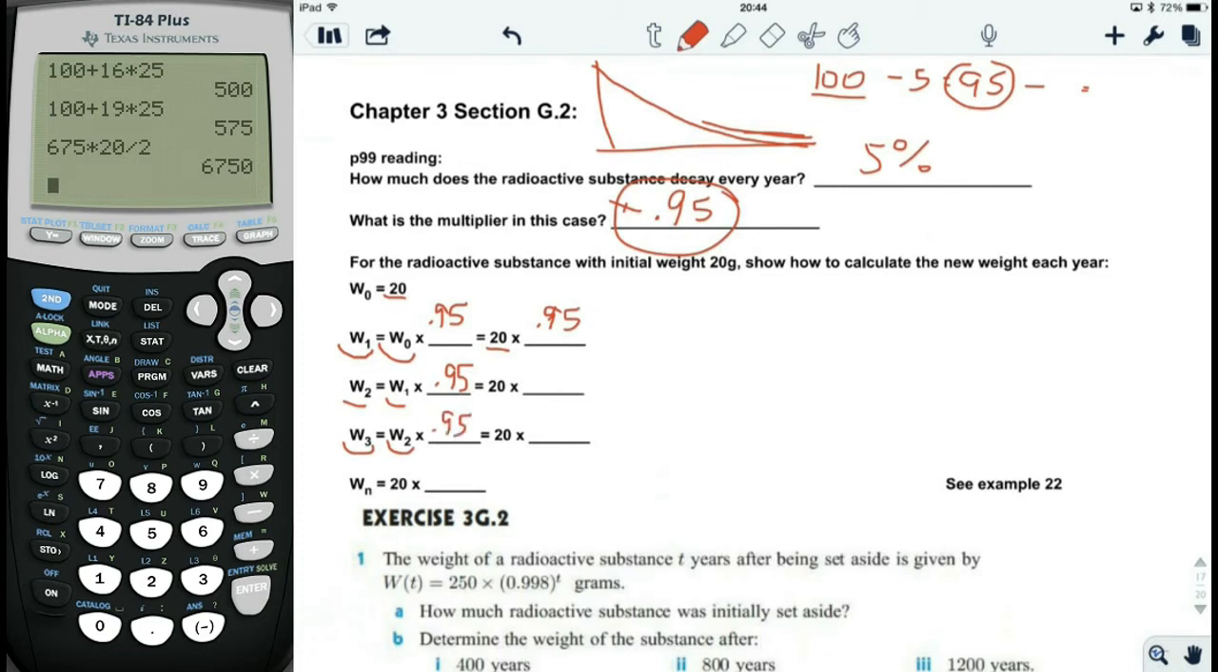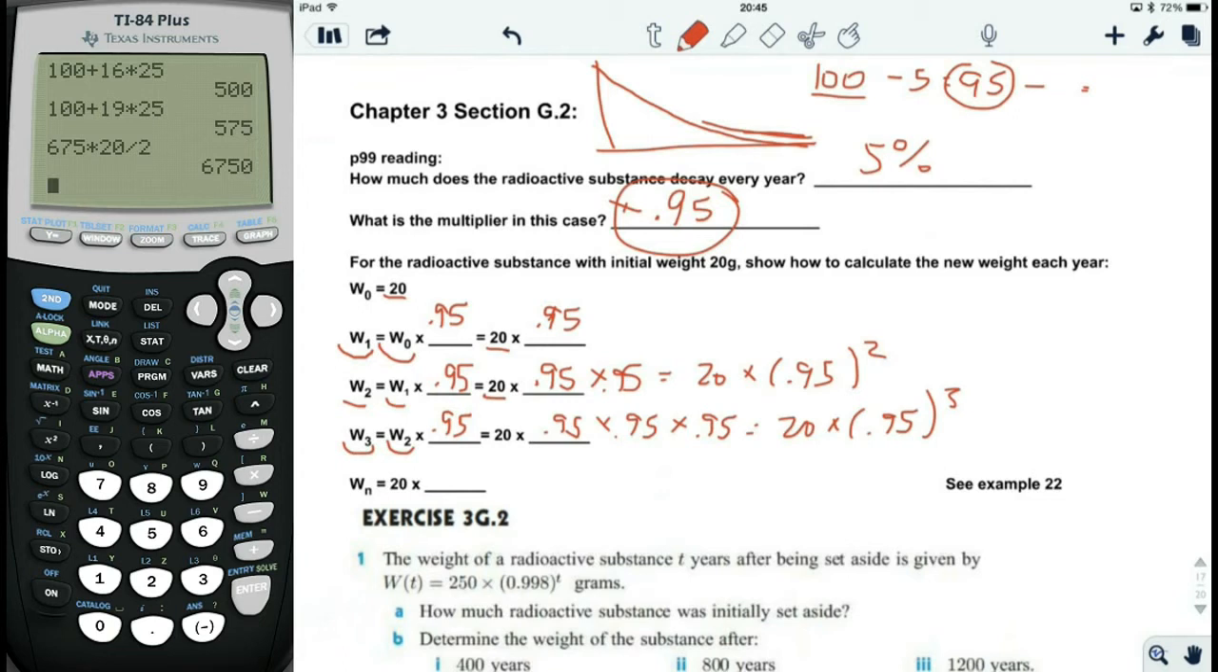Okay? And then what does that look like in terms of numbers? Let's see. The second year would be 20, which is the beginning amount, times 0.95 times 0.95, which would be equal to 20 times 0.95 squared. The third year would be 20 times 0.95 times 0.95 times 0.95, which would be 20 times 0.95 cubed.